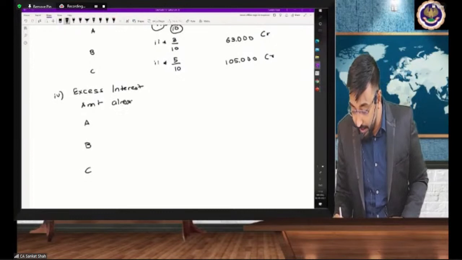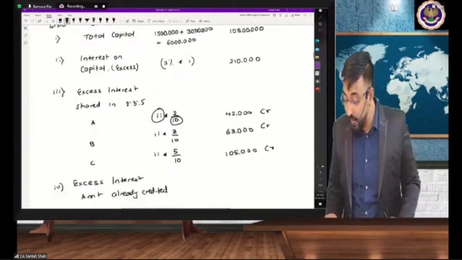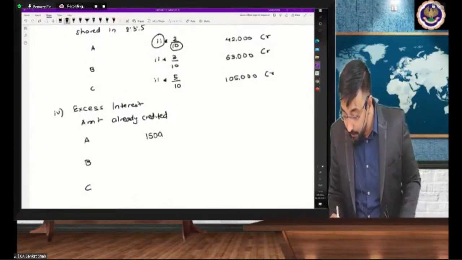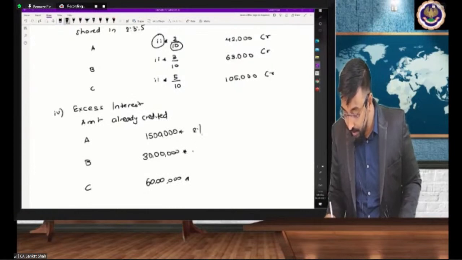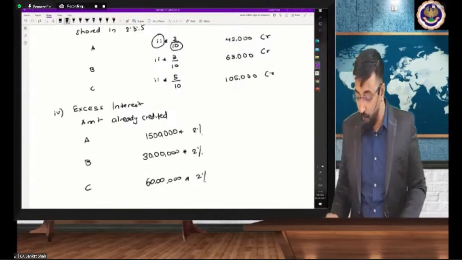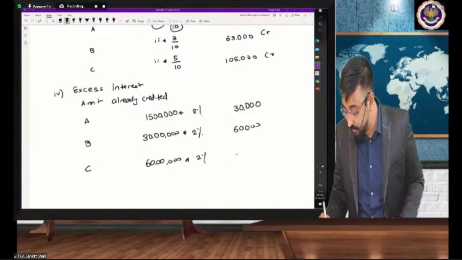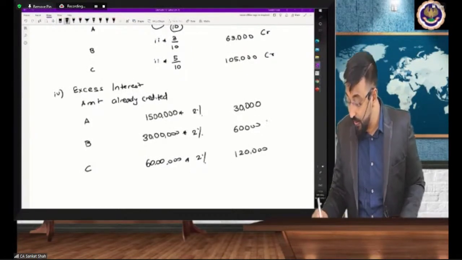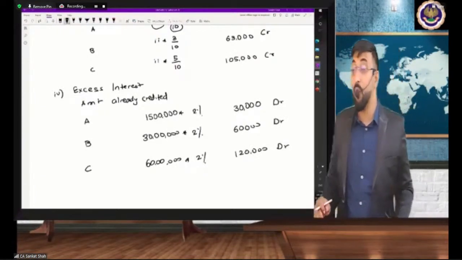Already credited. What is the excess amount already credited? Tell me their loan amount. 15 lakhs, 30 lakhs, and 60 lakhs into excess 2%. We have to write it individually. No problem. So what is the amount? 30,000, 60,000, 1,20,000. Now we are going to rectify this. So this is the excess amount which is credited.